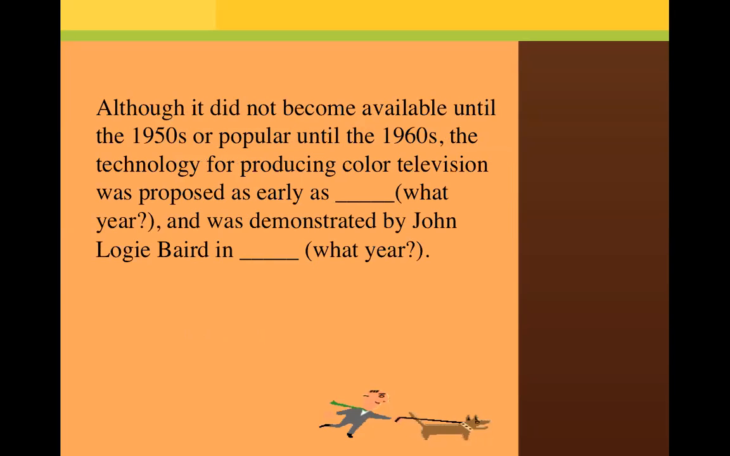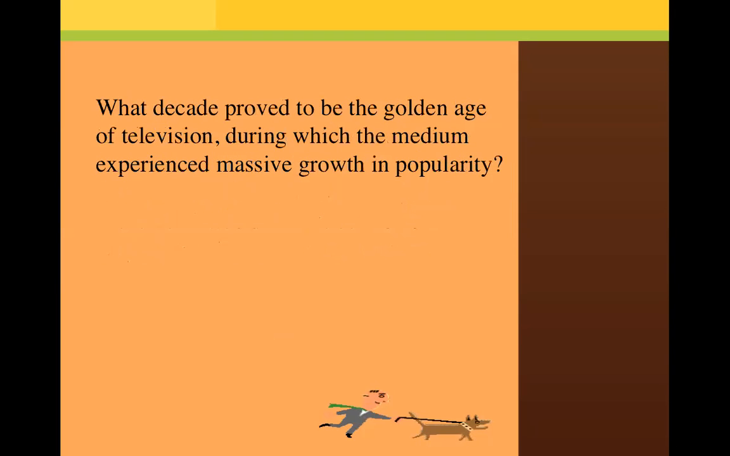and demonstrated by John Logie Baird in what year? So color TV first proposed in 1904 and then actually demonstrated in 1928, but the technology didn't allow that to really be practical in those early years of television, even though it was demonstrated that it could be done.